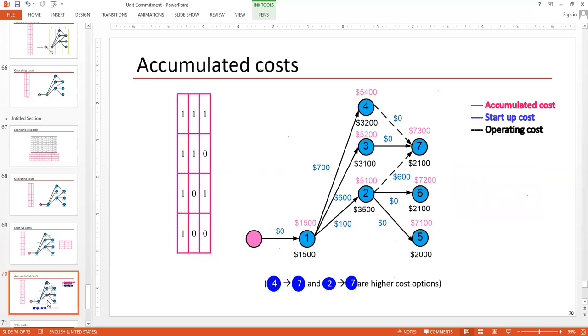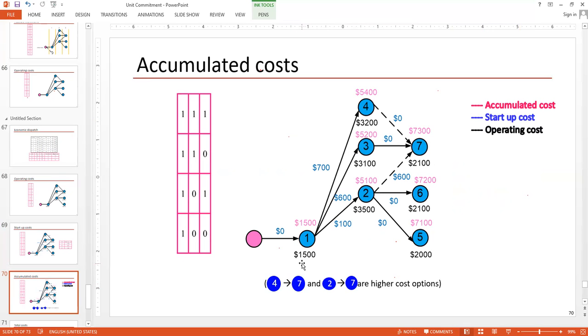Then in the next slide, we calculate the accumulated cost, which is shown in this pink color. So startup costs are shown in the purple color or the blue color. The black ones are the operating cost or the production cost. Now we will be calculating the accumulated cost. So what is the accumulated cost?